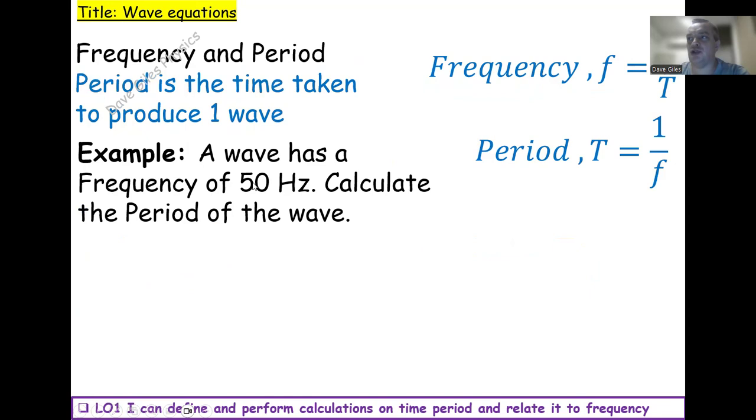So an example question, a wave of a frequency of 50 hertz, calculate the period of the wave. T is 1 over f. The 1 over 50, which is 0.02. And at the minute, we still haven't quite got a full answer there because we need to put the units, seconds.